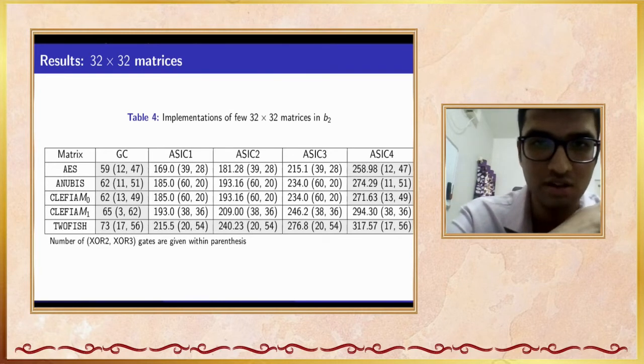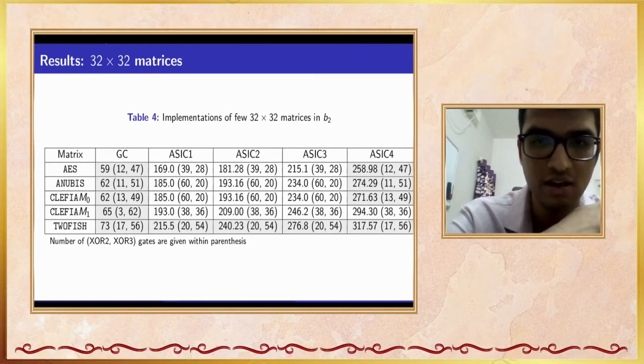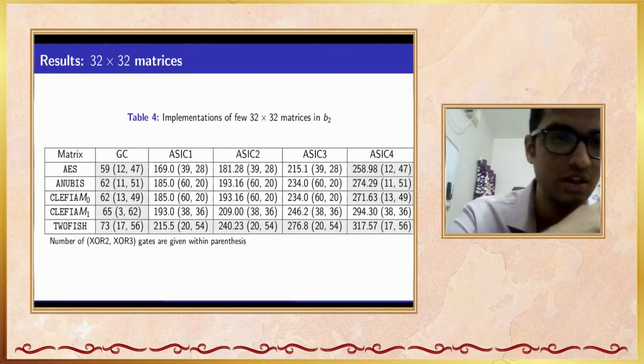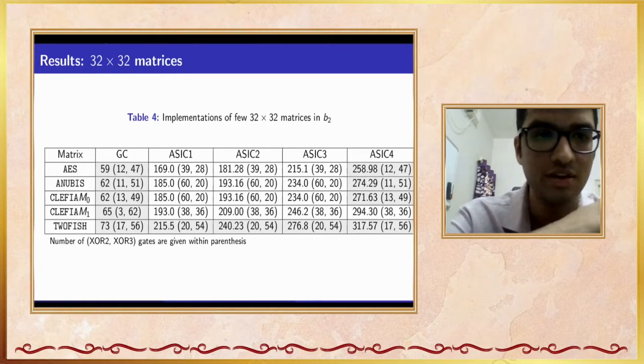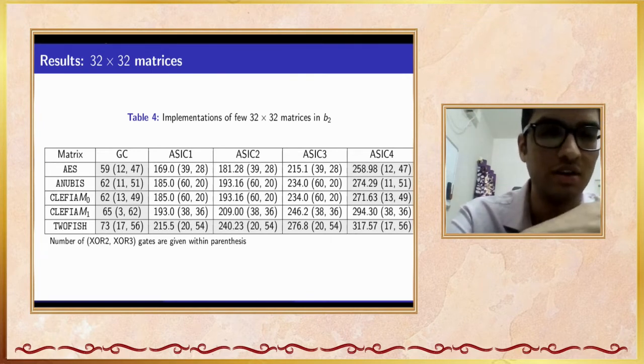These are a few results on some 32 by 32 matrices. Similar to before, the cells in gray correspond to those scenarios in which our algorithm has performed better than the IWSec approach. So for the Twofish matrix, we can see that for all of the logic libraries, the output of our algorithm is better. And similarly, for the gate count metric, the output of our algorithm is better for all of the matrices.